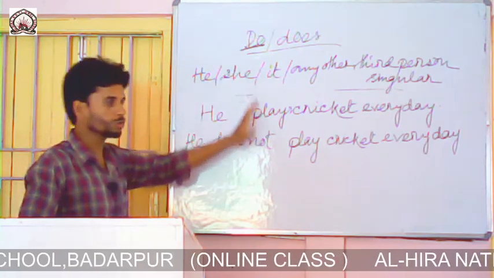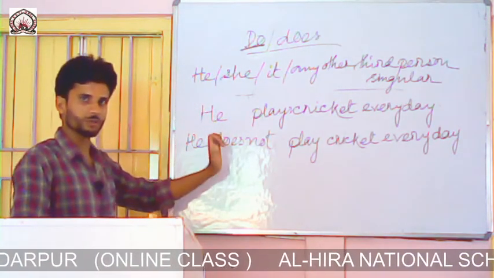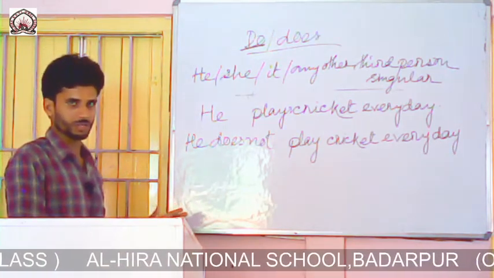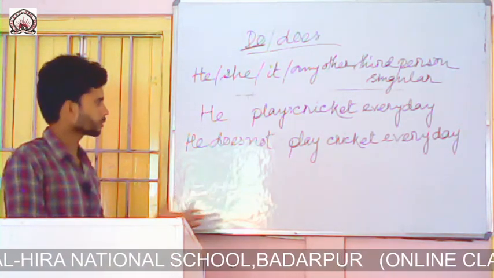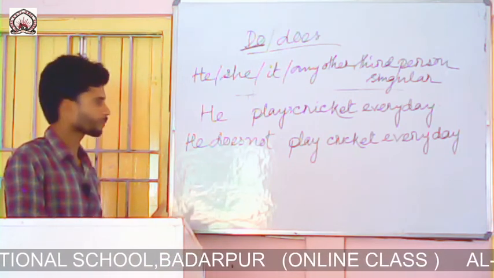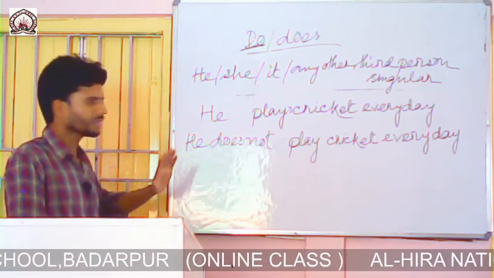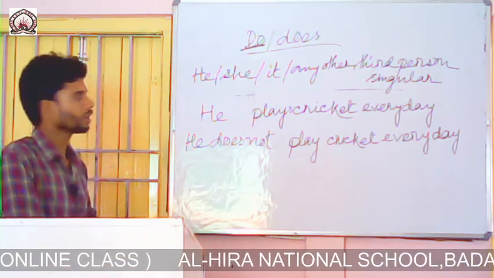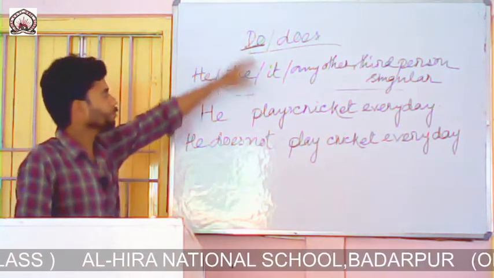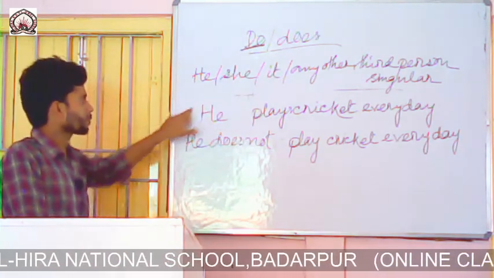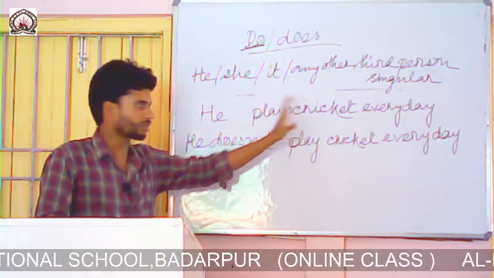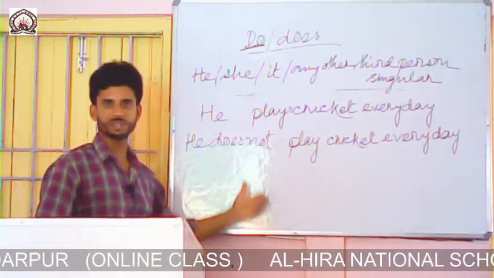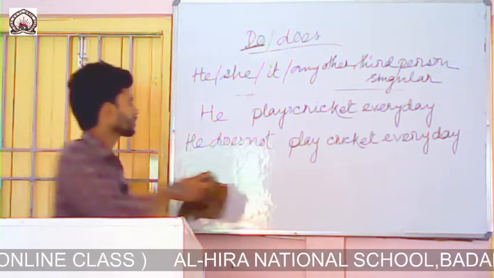We use do when the sentence is in what? Present indefinite or simple present tense. The subject is not third person singular; it is a plural subject. Whenever the subject is not third person singular, only in that case, what do we use? We use do. And we use does only when the subject is third person singular in present indefinite tense or simple present tense. Using does, we turn a positive sentence into a negative sentence.